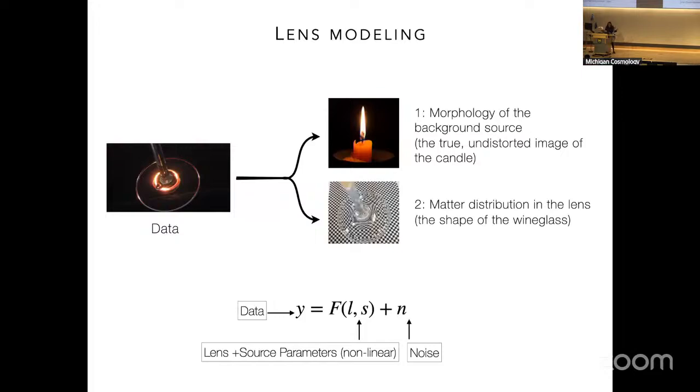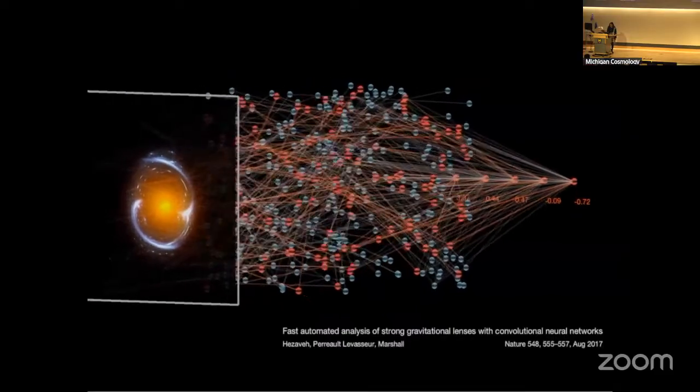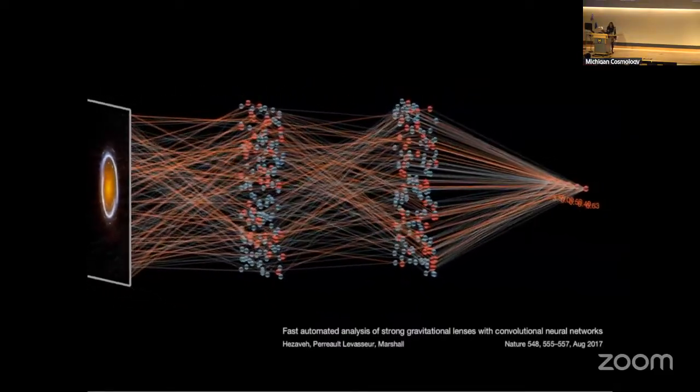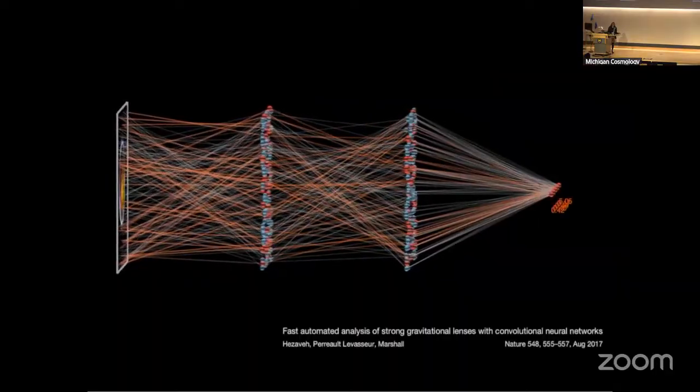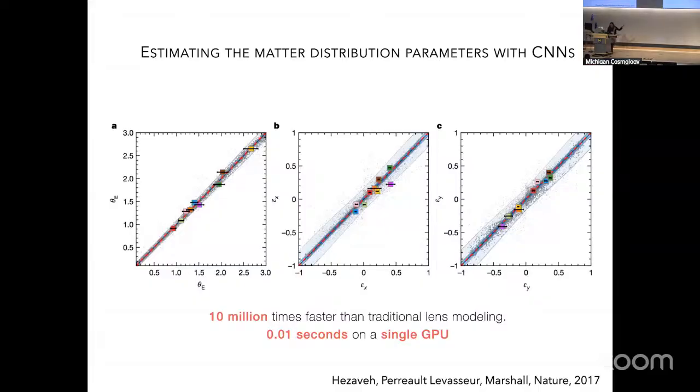And so now, instead of having to solve this really hard inverse problem, we can just put the image through a neural network and have it give us the parameters that describe the distribution of mass in the foot of the wine glass with really good accuracy. This is the first time that we did deep learning, almost 10 years ago. We trained the CNN to estimate the mass parameters in the foot of the wine glass: the mass, the position, the ellipticity, and the angle. It does a pretty good job. The main point is that this is 10 million times faster than traditional methods.